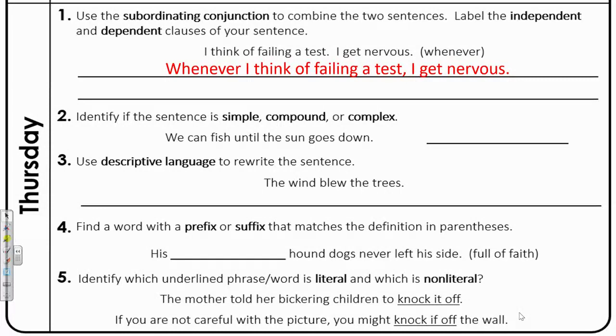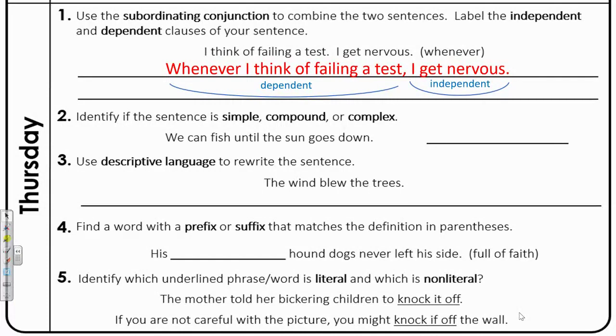And now we need to label our independent and dependent clauses. The first clause is, whenever I think of failing a test. You need to think to yourself, is that part by itself, could it be a complete sentence? Whenever I think of failing a test. You should be shaking your head no. Therefore, that is a dependent clause because it cannot stand by itself. The second part, though, is I get nervous. That could be a complete sentence. Therefore, that is an independent clause.